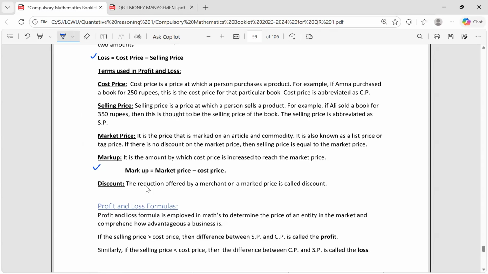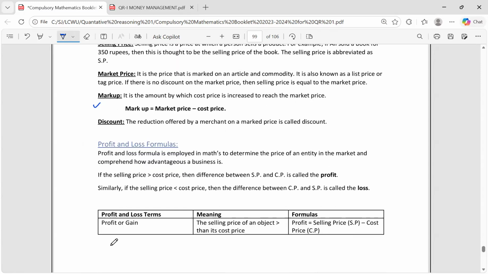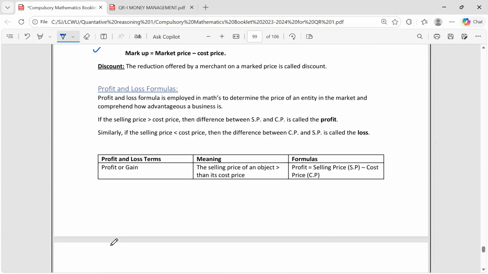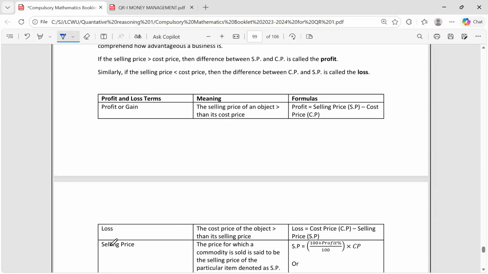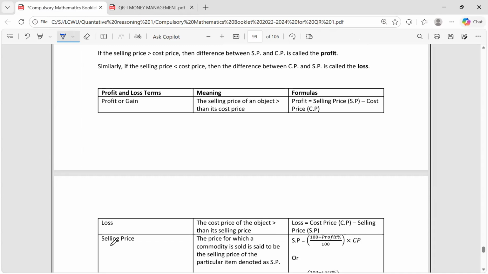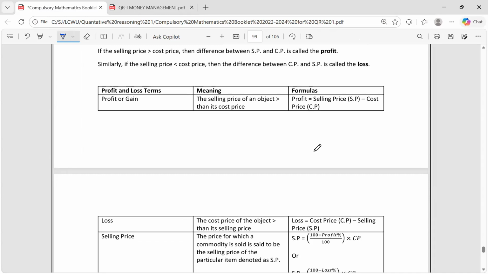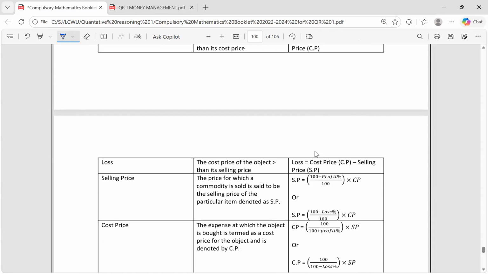There are some formulae which we'll use in this topic, and these formulae are called profit and loss formulae. First one is profit or gain. It means that the selling price of an object must be greater than its cost price, because we'll have profit only if the sale price is greater than the cost price. So this is found by taking the difference of sale price and cost price. Loss is when the cost price is greater and the sale price is smaller.